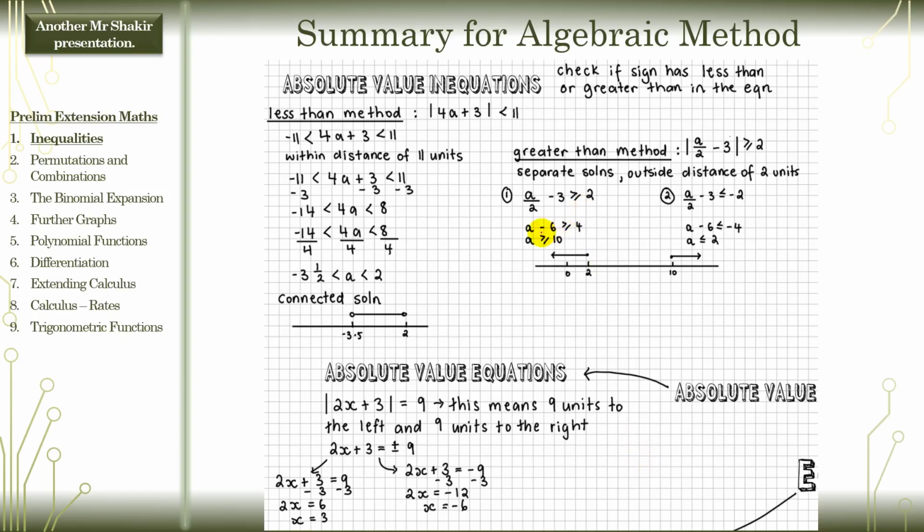Here's a quick summary. You can take notes from this if you want. You can create a flashcard from this if you want. But basically, absolute value inequality. First thing you check, what is the sign? If it's less than, use that method. If it's greater than, use this method. And if it's an absolute value equation, then you use this method there. So you can pause. This is a good summary.